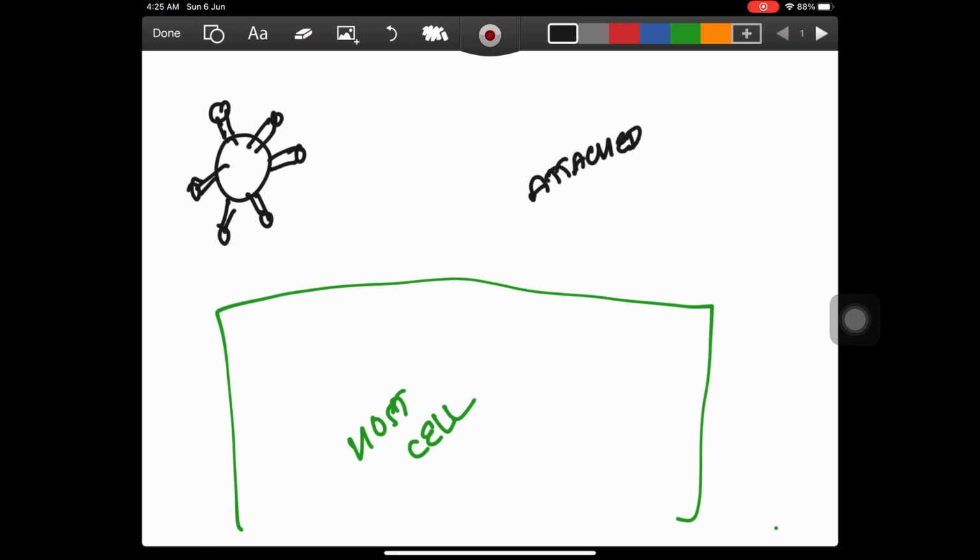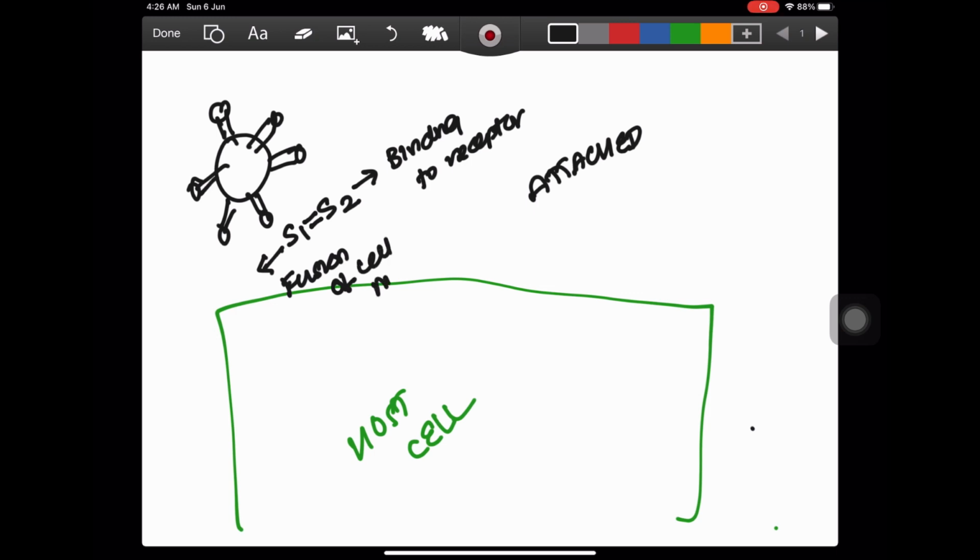For that it has the spike proteins. This spike protein is S1 and S2. Usually they are bound to each other by a bond. We have to remember clearly that S1 and S2 have separate functions. This S2 is for binding to the receptor. This S1 is for fusion of cell membrane plus viral membrane. Right?